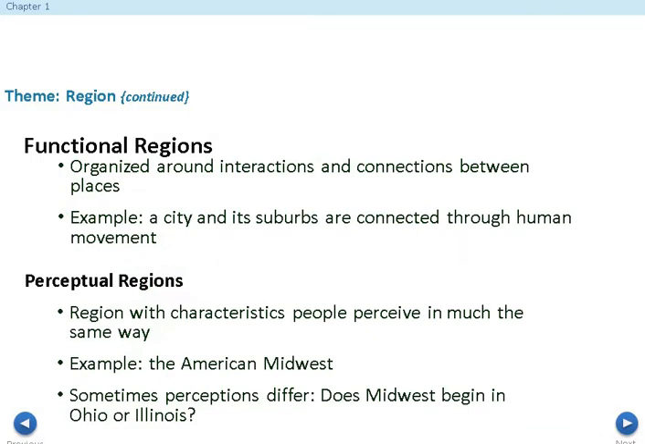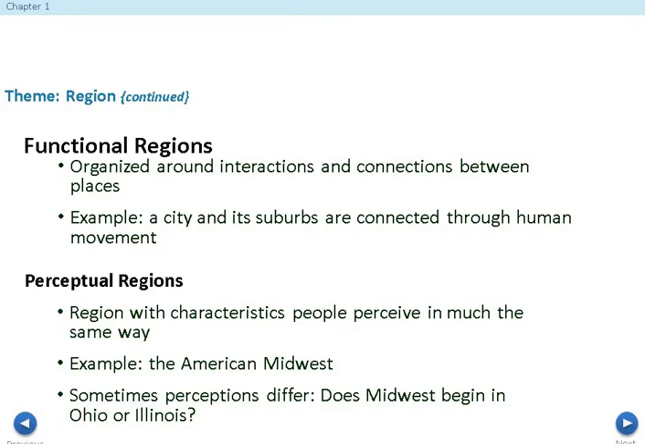We also see a functional region, which is organized around interactions and connections between places. For example, a functional region might be a suburb and a city. That suburb and the city are connected because people go back and forth. If you think of Omaha and Elkhorn, where does Elkhorn start? Where does Omaha begin? It's very difficult to understand that, but when we look at police officers, hospitals, and firemen, they don't care what part is Omaha and what part is Elkhorn. They'll cross lines because that's a functional region.